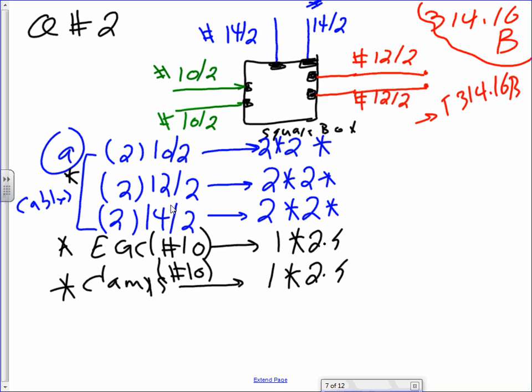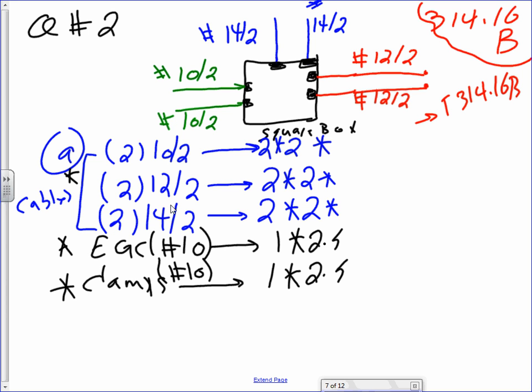So here's what we need to do. I'm going to use the color red. I already wrote these for you guys to make it easier to move along. I have 2 cables 10-2, 2 cables 12-2, 2 cables 14-2. I need to accommodate for the equipment grounding conductor based on the largest conductor, which is 10. I need to accommodate for the clamps. All the clamps count as 1 based on the largest conductor.